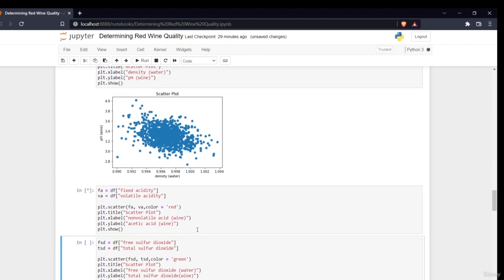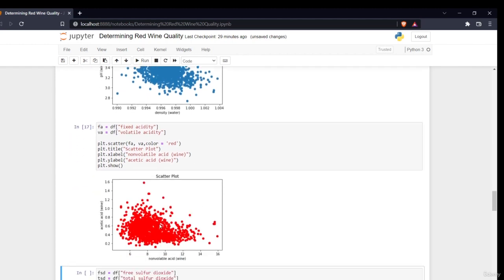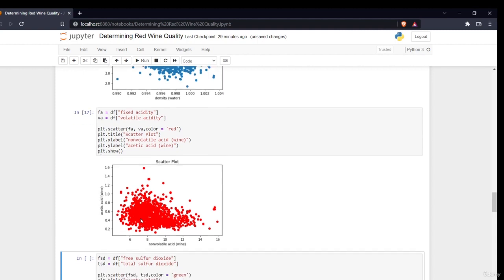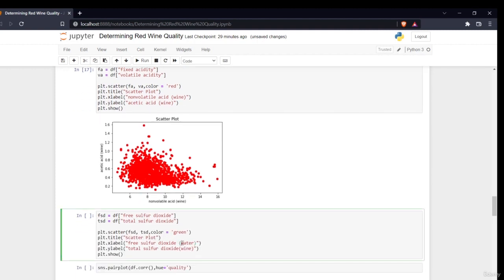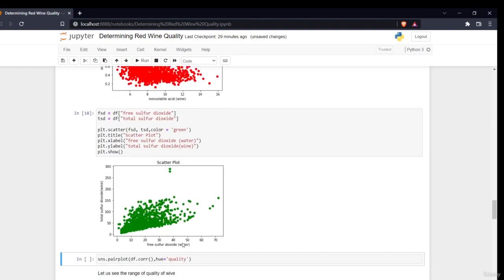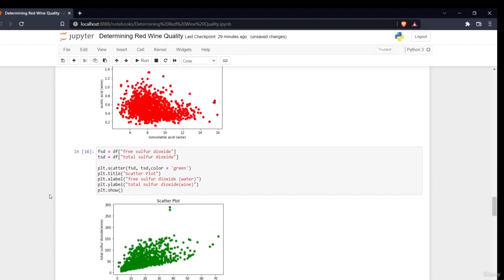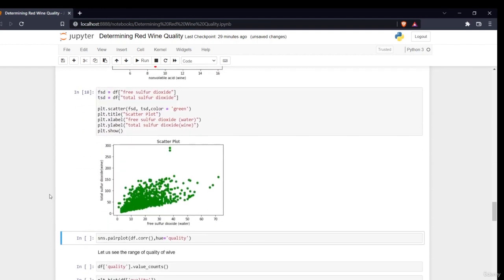Then fixed acidity and volatile acidity. Okay, so as you can see, it is almost the same, the fixed acidity and volatile acidity fall in the same domain. Okay, because the acidity is the same thing, fixed or volatile, no matter. Then we have free sulfur dioxide and total sulfur dioxide, the same thing. Total and free, there's not much difference between them, so all of them are residing in one place. So also let us see a little bit of correlation.